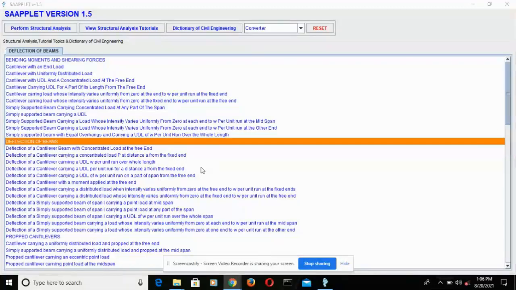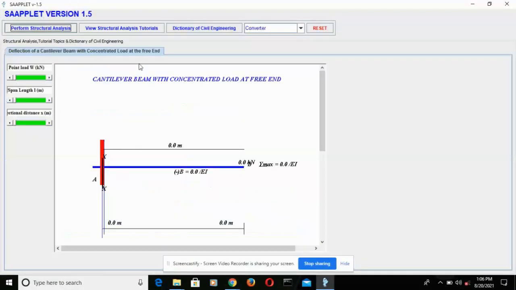At simulation of deflection of beams using Saapplet version 1.5. So we start with deflection of a cantilever beam with concentrated load at the free end. So we click on that. Here we have it.